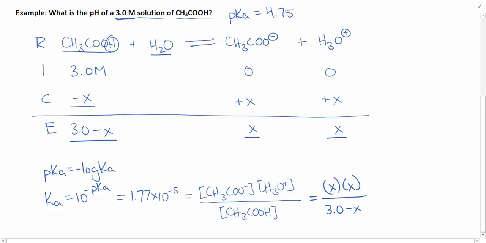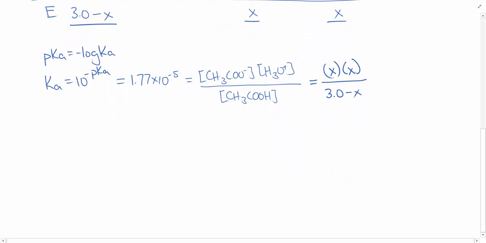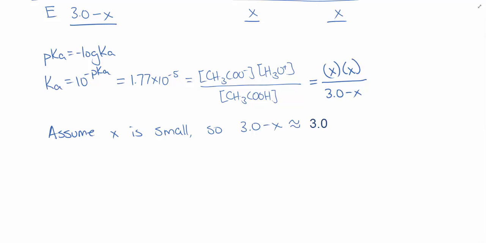Now, because acetic acid is a weak acid, we assume that this X is very small. So we assume X is small, so 3.0 minus X is essentially equal to 3. We do this because it greatly simplifies the math. If this assumption would be invalid, we could still solve the question, but we'd need to use the quadratic formula.